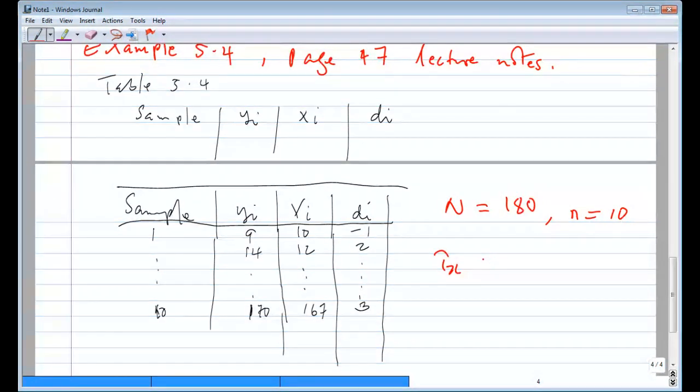Tau x is 13320. Okay, let's quickly go to the question.